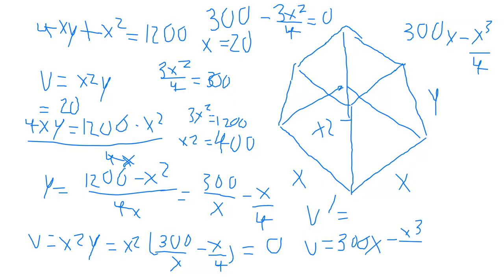And all we do is just plug in x. So we have here 300 times 20 minus 20 cubed over 4. And that right here would equal 4,000 cubic centimeters.